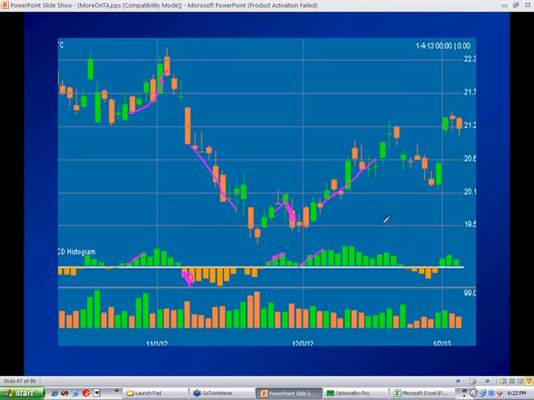MACD histogram is really excellent when you want to look for a change in direction. You day trader guys, you want to know how to catch a falling knife? The answer is the MACD histogram. In fact, let's look at one real quick, just for the hell of it. In optionality.